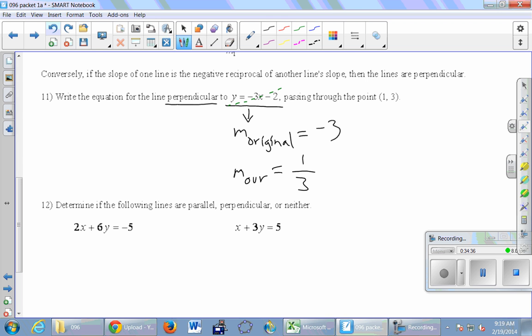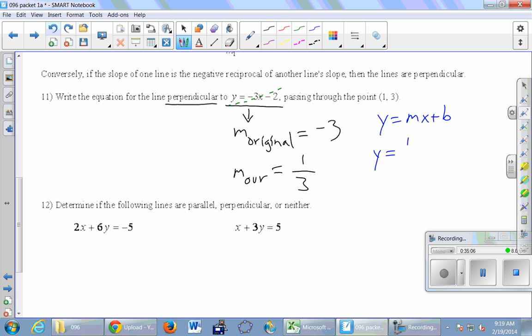What didn't we use in that line? That -2, the y-intercept. The y-intercept of that line has nothing to do with the y-intercept of the line we're trying to find. So it's time now to use this other info, this (1, 3). So we'll write down our standard mx plus b. We'll fill in the slope. We just figured it out.